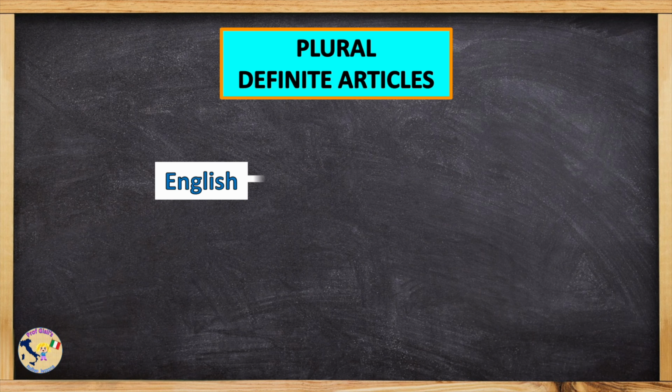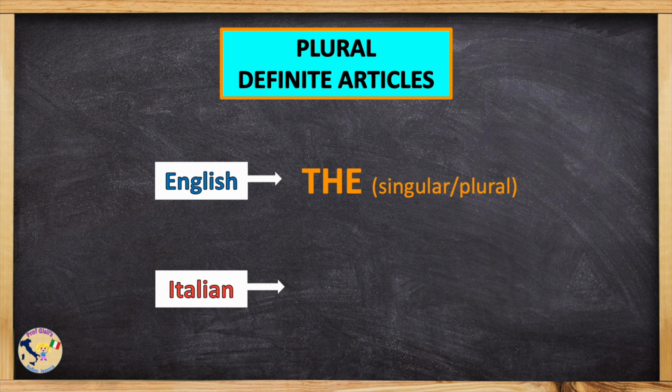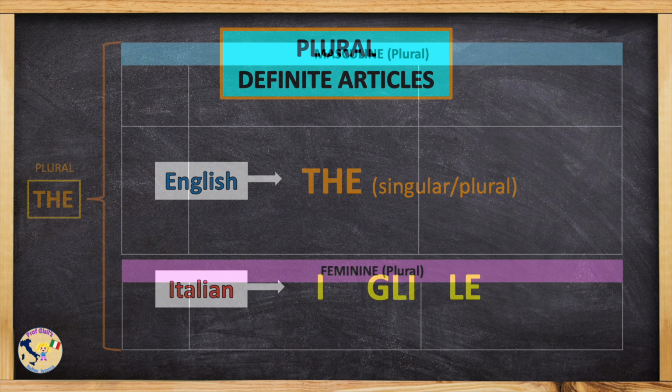Whereas in English the definite article the is used before both singular and plural nouns, in Italian we have three plural definite articles: i, gli, le. Let's see how they are used with masculine and feminine Italian nouns.